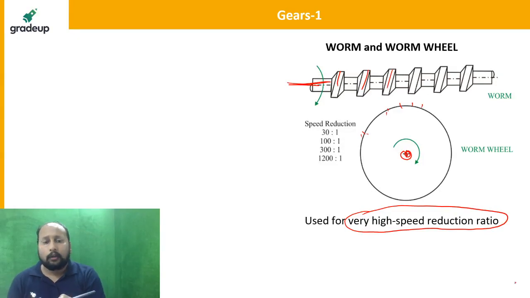Anyone who knows what is the meaning of high speed reduction ratio? Mukesh, Mayur, Babu Rao, please tell me, or Salman, what is the meaning of speed reduction? Basically, what is the meaning of this?